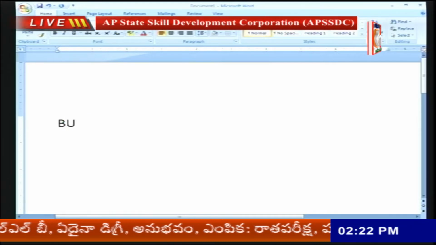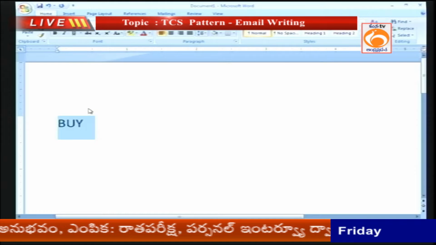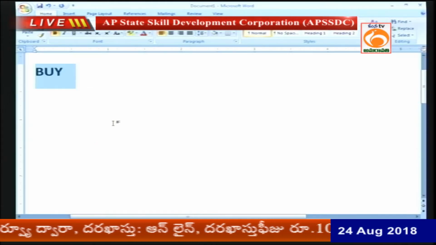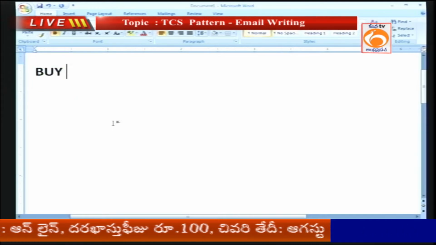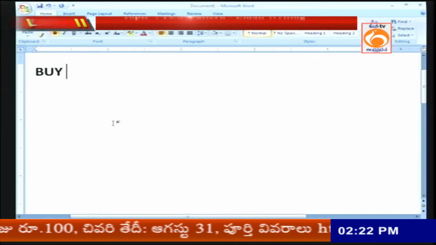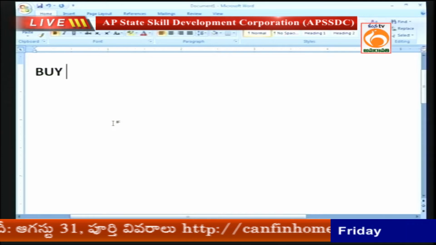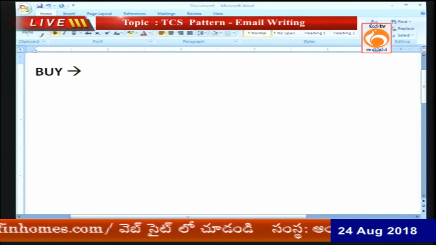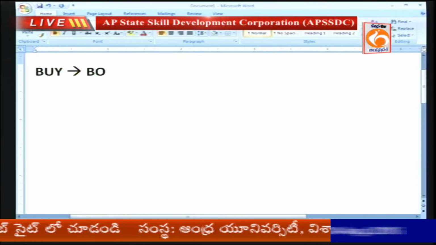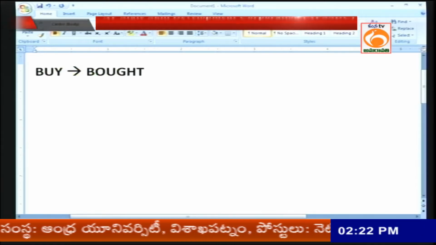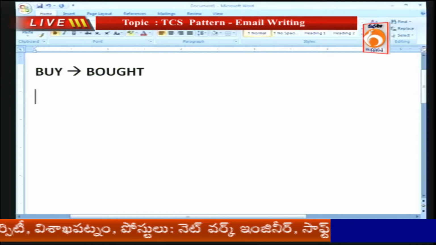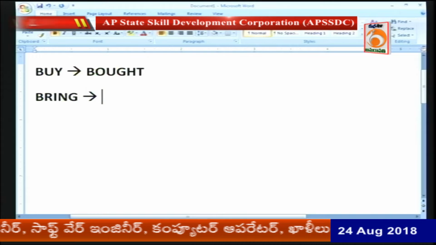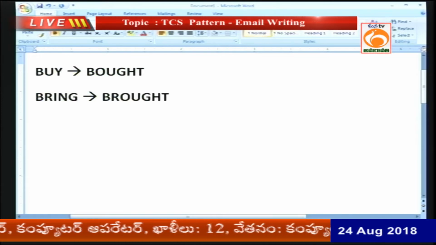So there is a word which is buy. I hope this is visible. Let me zoom it a little more. Now there is a word which is buy. If I have to look at the past tense, the word is B-O-U-G-H-T, bought. There is another word which is bring, and the past tense is B-R-O-U-G-H-T.